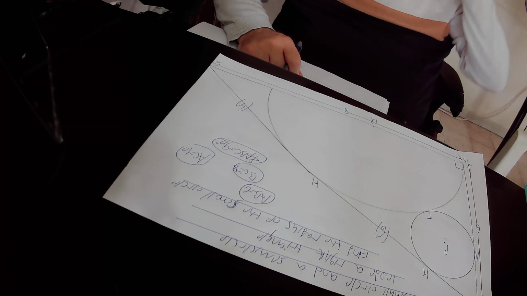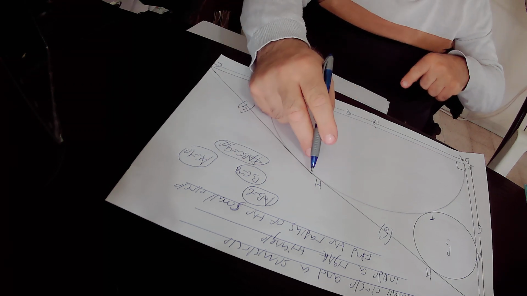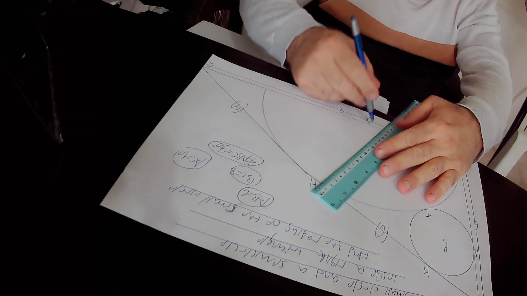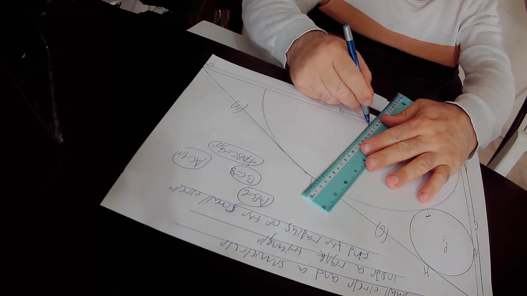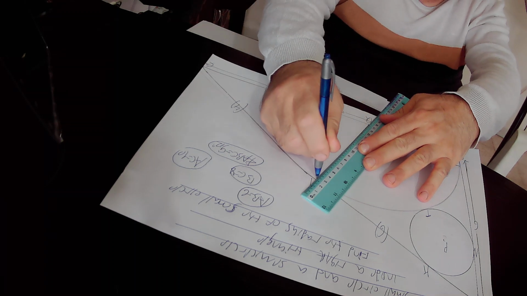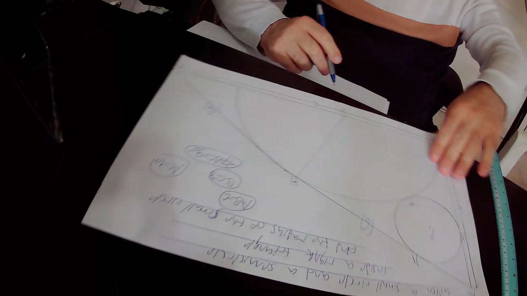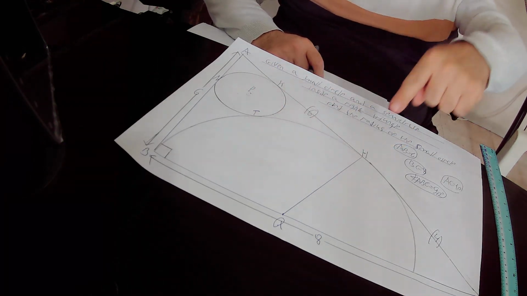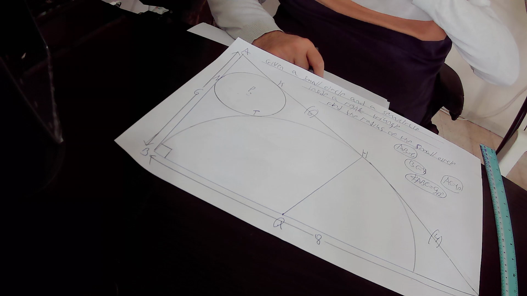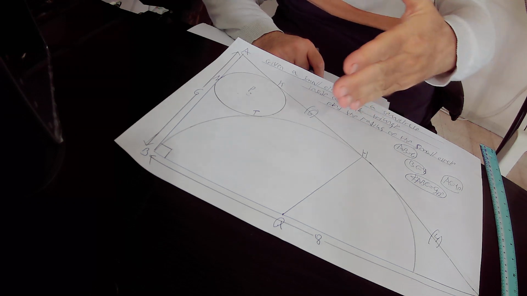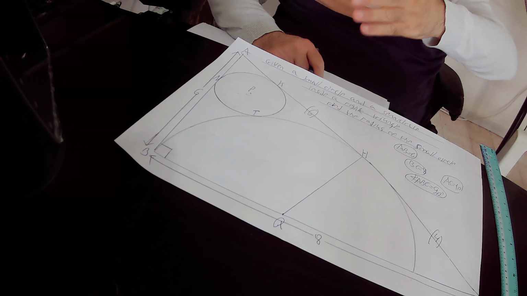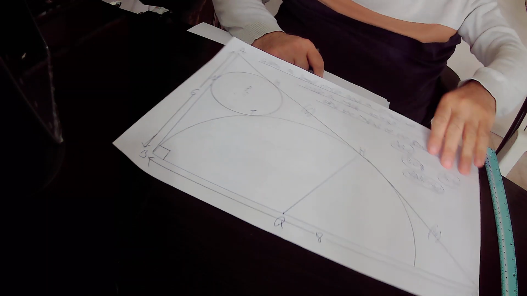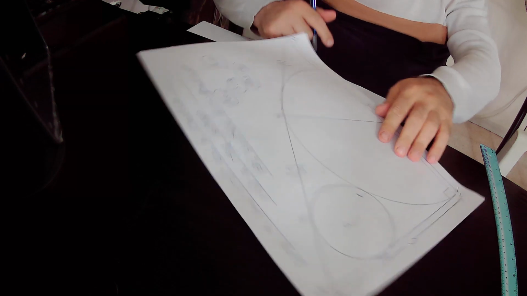In the next step, we join points Q and H together by a straight line. Point Q is the center of this big semicircle. Point H is a point on the semicircle itself. Therefore, QH is the radius of this semicircle. We define the radius of this semicircle as b. Therefore, QH equals b. This is the radius of the semicircle.